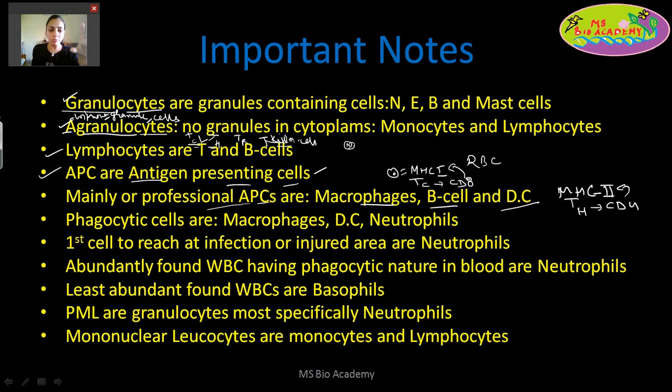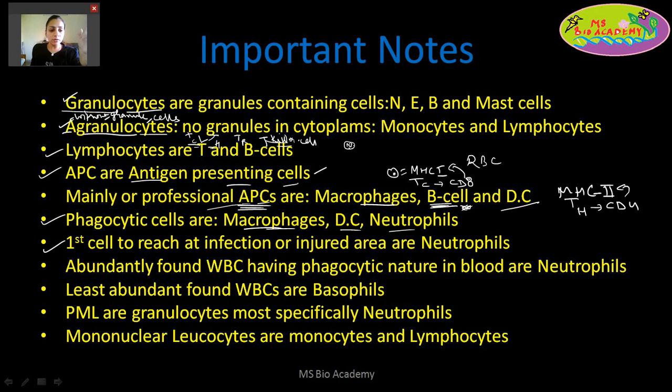So these are the important points which you need to remember, right? I said these are the phagocytic cells, mainly macrophages, dendritic cells and neutrophils. I'm sorry, I said here B cells are phagocytic cells. No, B cells are not phagocytic cells, but they are antigen presenting cells, right? These are the main phagocytic cells: macrophages, dendritic cells and the neutrophils.